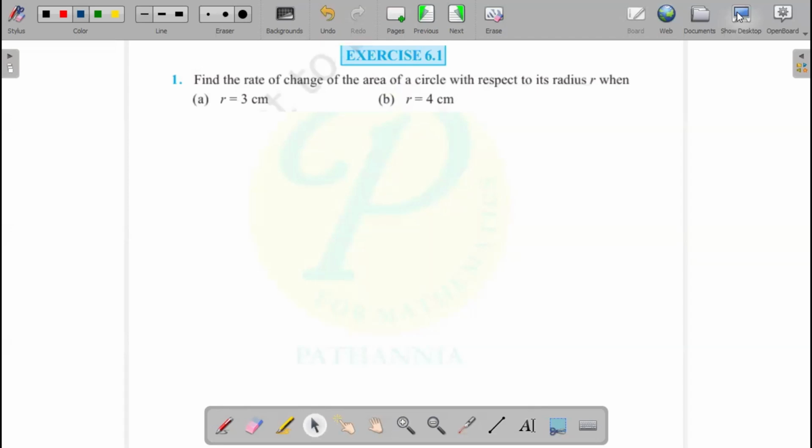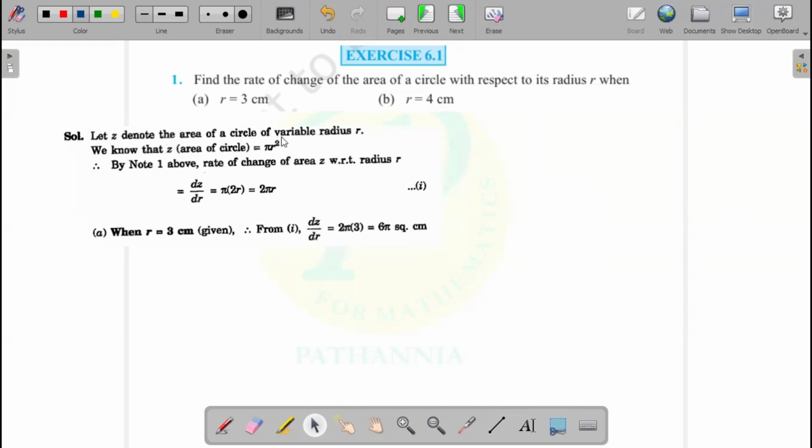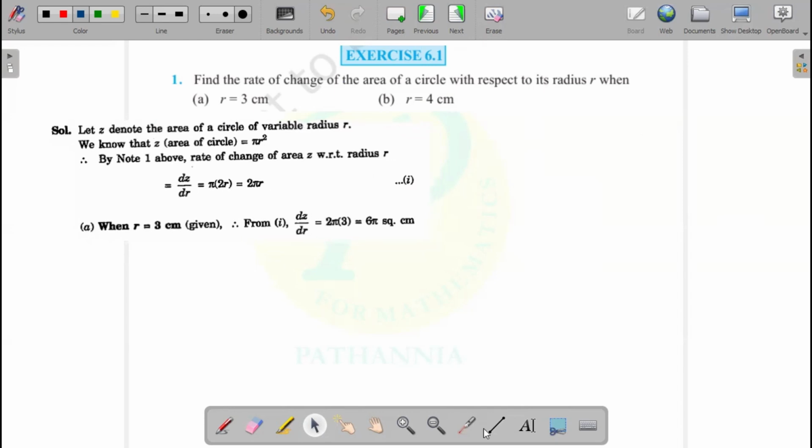आप अपनी डिनोटिंग खुद से भी दे सकते हैं, पर डिनोटिंग देनी जरूरी है. Let's suppose I show you. It depends from one part to another. See here in this book what he says. Let z denote the area of a circle and variable radius is r. So therefore z is equal to pi r square. Previous question में हमने area को A से लिखा, तो as you wish. Confirm answer यही आ रहे हैं.